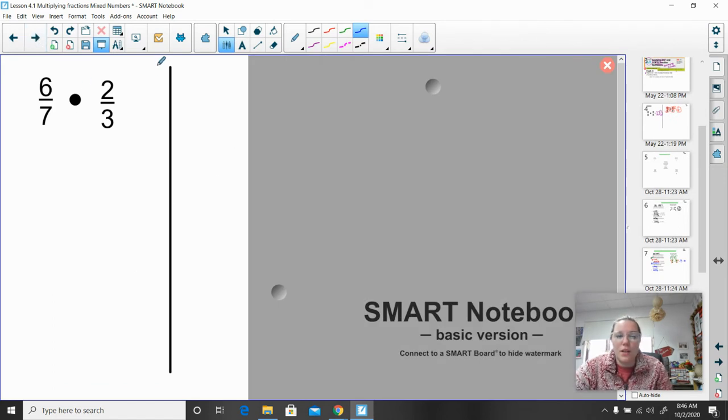I want you to pause your video and try this one on your own. Okay, I like to start with cross simplifying. I think it's way easier. So 2 and 7 have no common factors, so they have to stay the same. 6 and 3 have a common factor. Their common factor is 3. So 3 divided by 3 is 1. 6 divided by 3 is 2. Then I multiply. 2 times 2 is 4. 7 times 1 is 7. And I check. Do 4 and 7 have any common factors? Nope. So we're done.